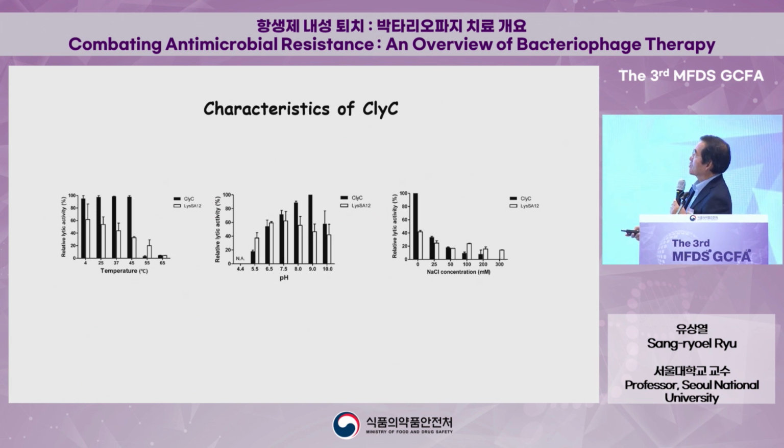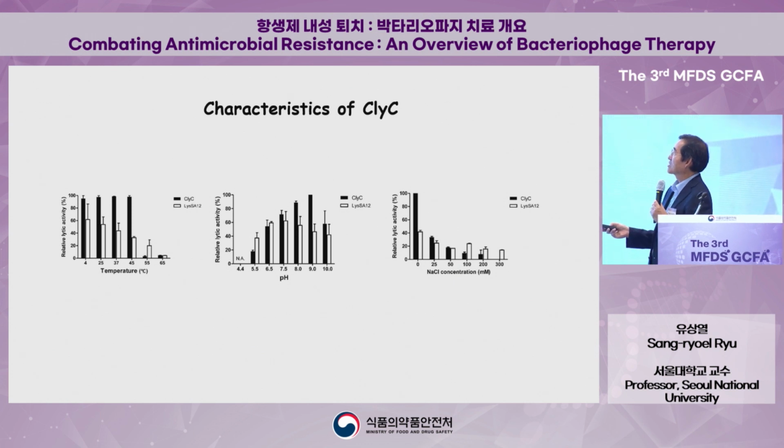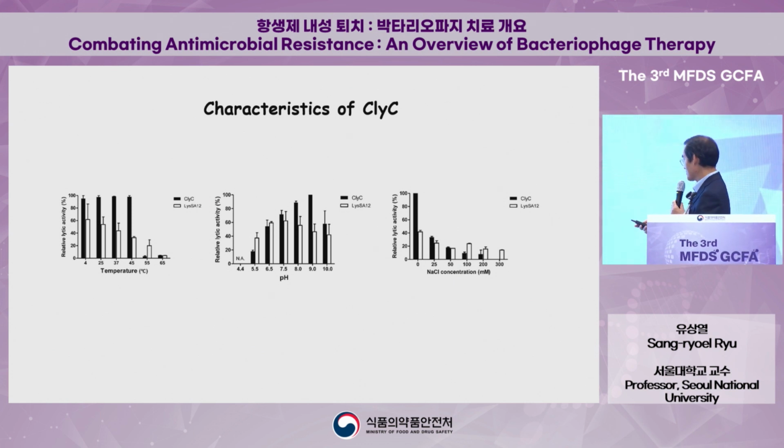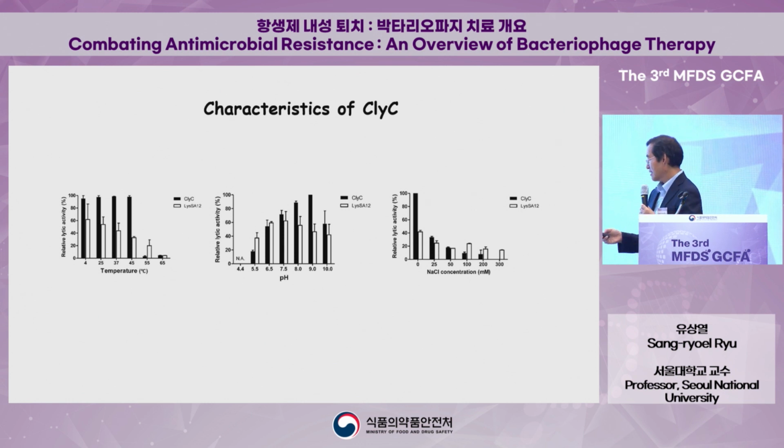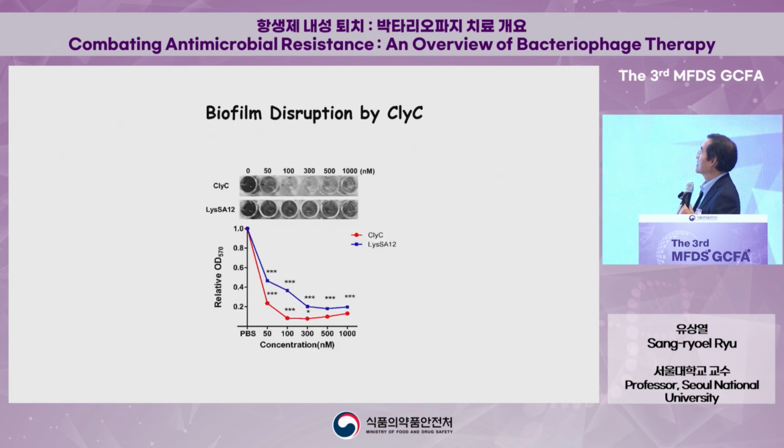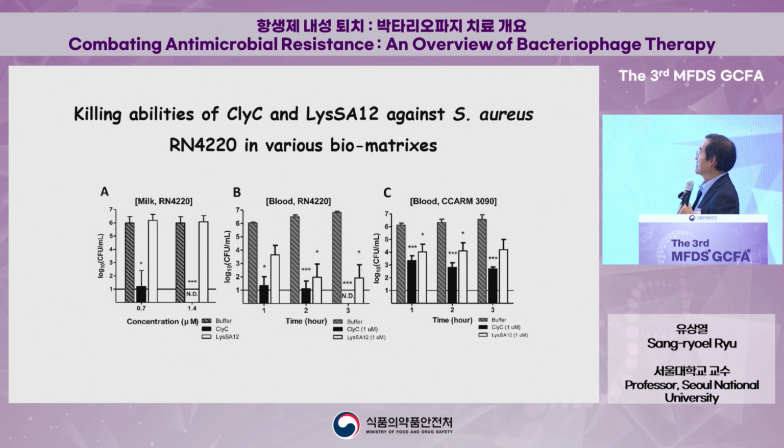And some characteristics of Cli-C. So temperature, in very high temperatures, not much of a difference, but at about 45 degrees, when we use it for therapeutic purposes, we can use it at 45 degrees for humans or animals. It was quite stable at these temperatures. And then pH was these levels. However, NaCl, you can see that Cli-C at certain levels had less stability compared to Lys-SA12. And the biofilm disruption capability of Cli-C was higher.